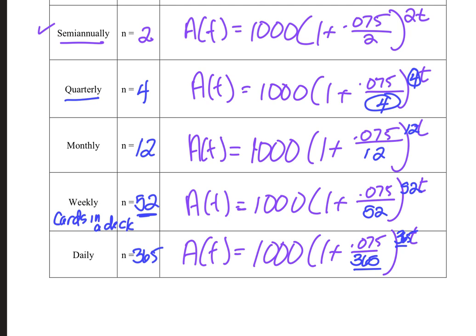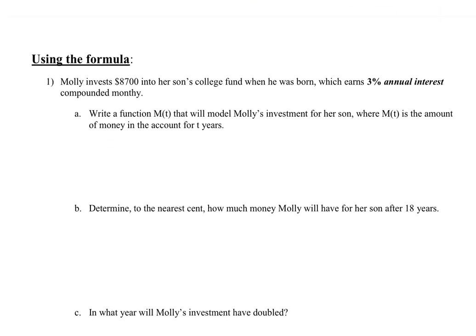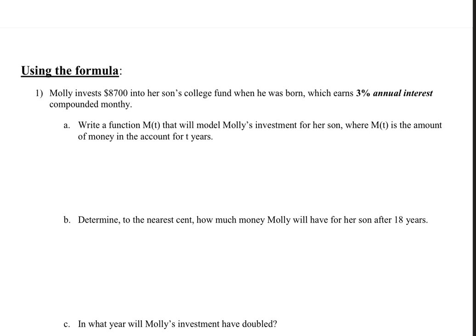Okay, beautiful. So the formula is very similar to the one that we did yesterday. It's always plus. And the number of times per year is just put in those 2 spots. All right, so let's do a problem using this formula. We are using this formula, so let's get used to using it. Molly invests $8,700, so our P value is $8,700. And she's got a 3% annual interest rate. So that's the R. We always take that 3%, move the decimal place over 2, so it's 0.03.